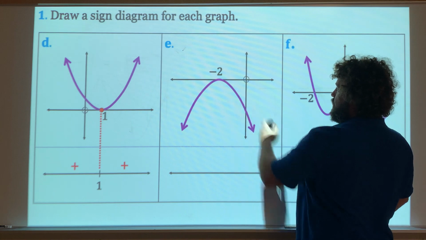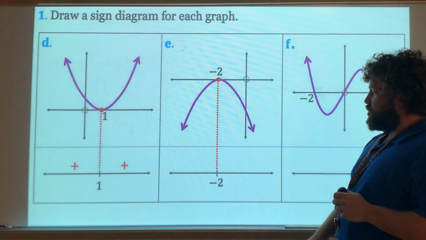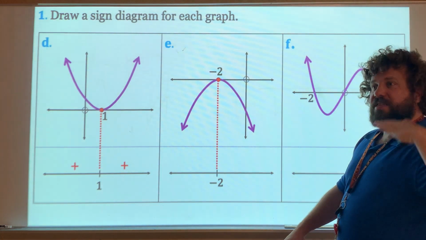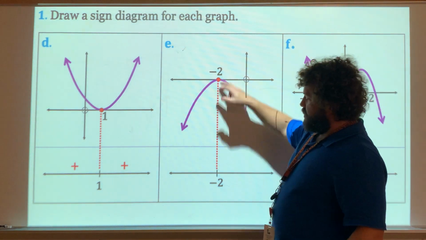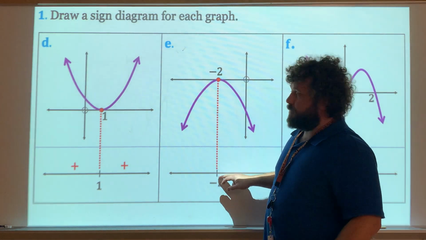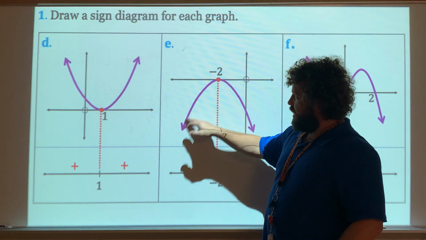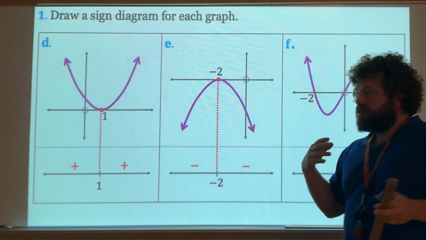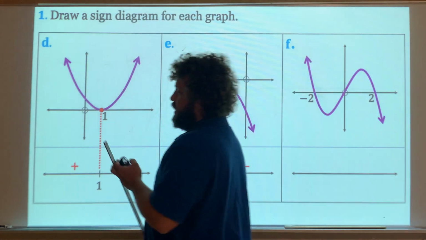Same thing here. It intersects at -2. That's when my graph is 0. That's what a 0 means. So this value at -2 is 0. Negative, negative. So there's no positive values in the graph of E.